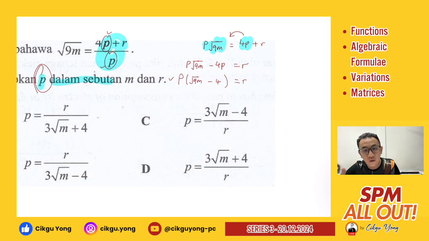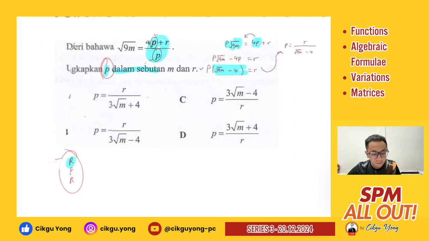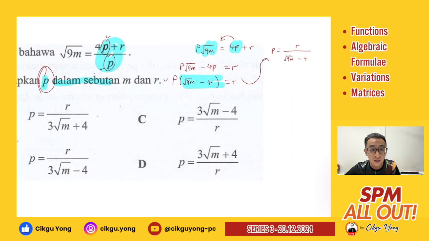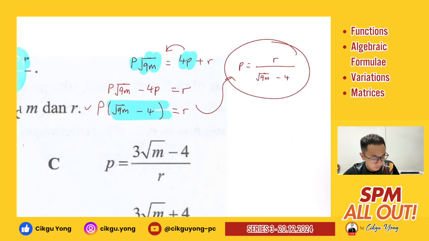And lastly, you need to regroup one more time by sending the unwanted item back to your right hand side. So from here, you will have P equals R over (square root 9m minus 4). And you can compare your answer. Over here, there's no answer given which is exactly what we have found, but we can try to link this answer to the options given.